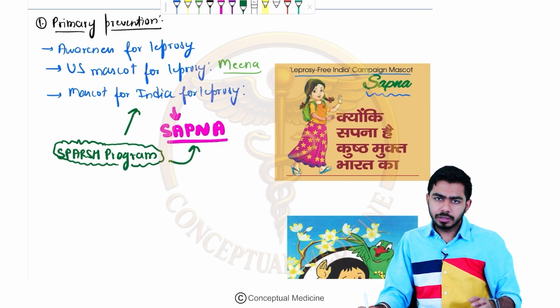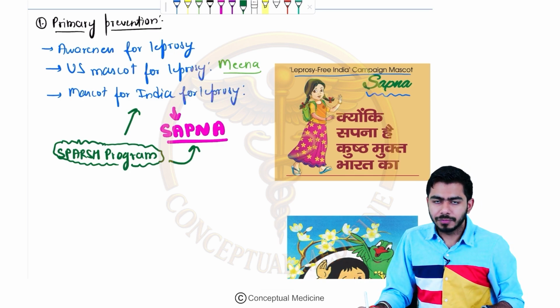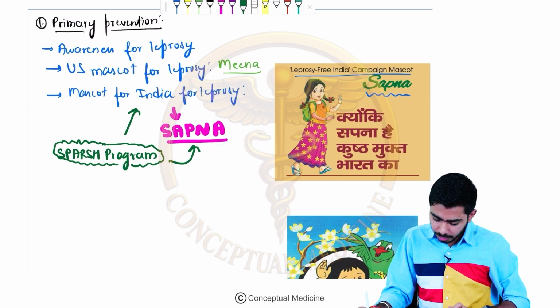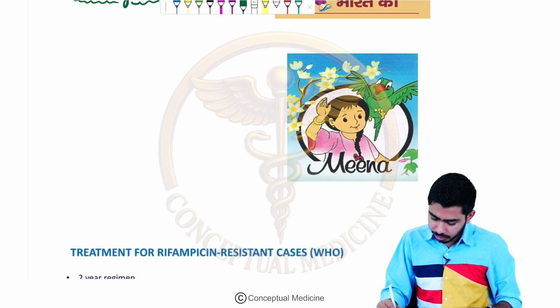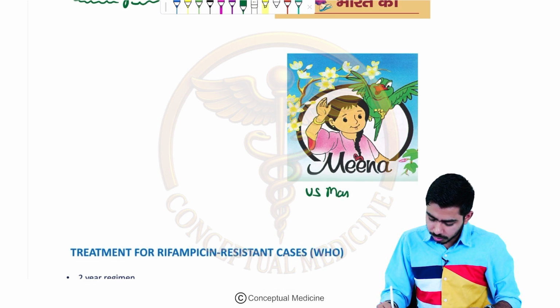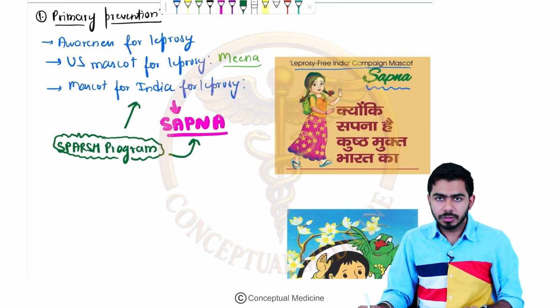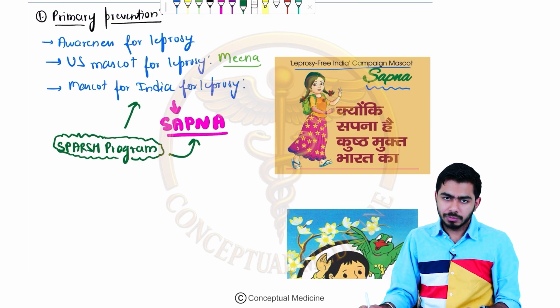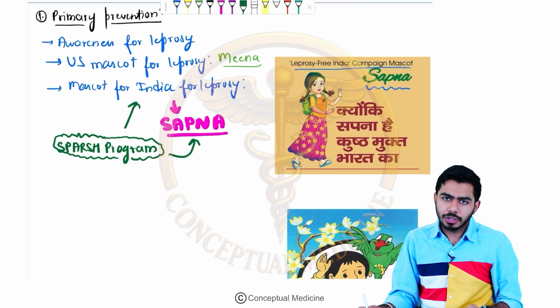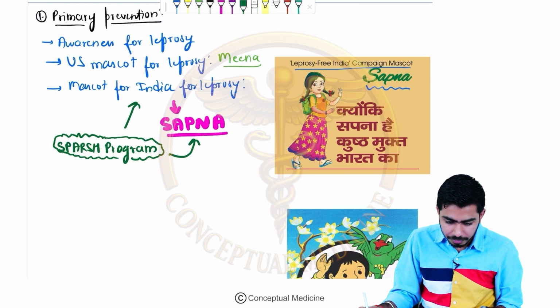So that's why they are serving different purposes, right? Here, that is the MENA. This is the US mascot for leprosy. This is the MENA and this is the Sapna. Please remember these photos as well. They might be asked, because these days they are asking you image-based MCQs as well, right guys?